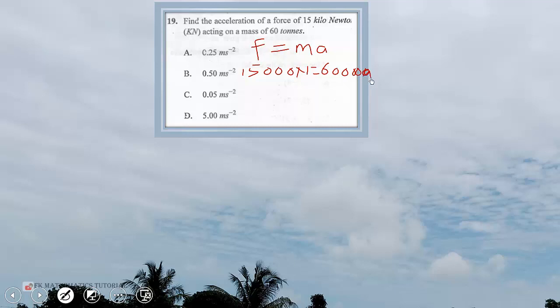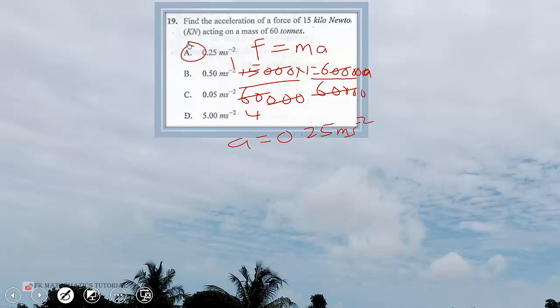So when you divide through by 60,000, this will get rid of this. So 15 will go here, 150 will go here 4 times. Therefore, the acceleration will be equal to 0.25 meters per second squared. So the correct answer will be option A.